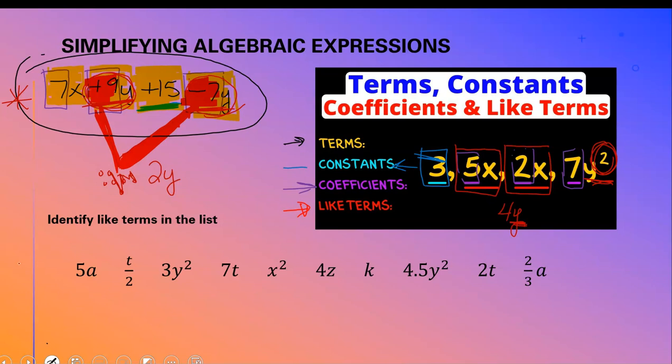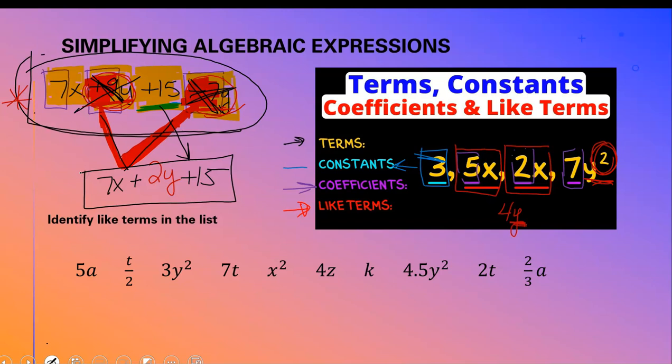Now, once we combine that like term, everything else remains the same. 7x, the 2 is a positive 2, so make sure you add that plus sign in front of it. And then we also still have this positive 15. So we went from an expression with 4 terms to now 3 terms. Not much better, but it is still considered simplified.